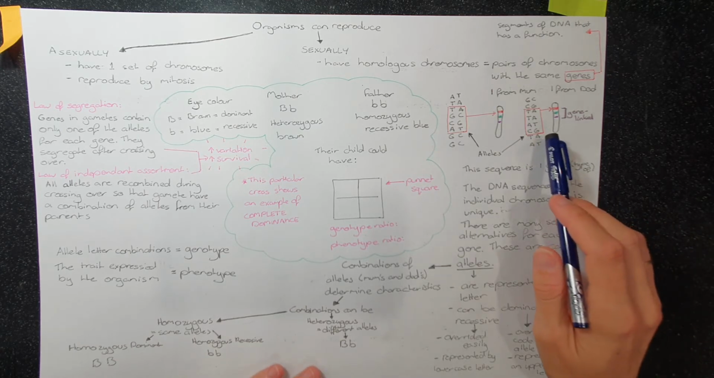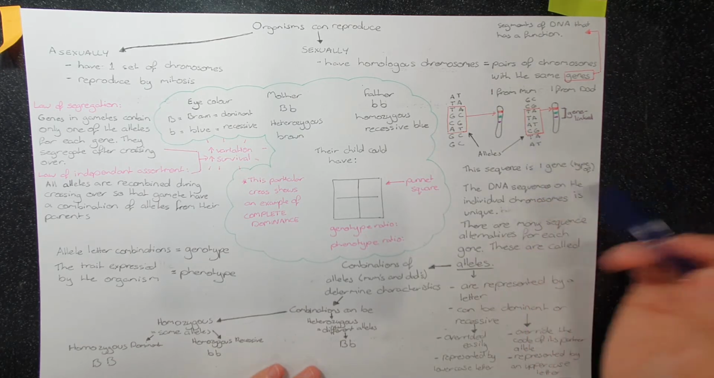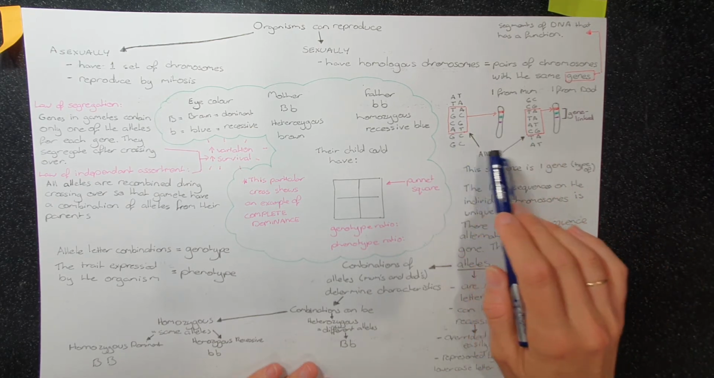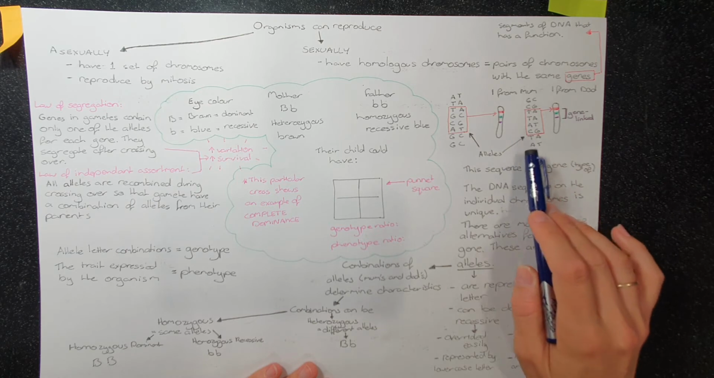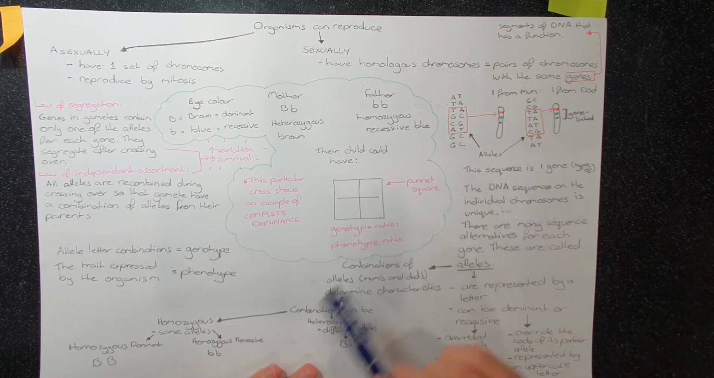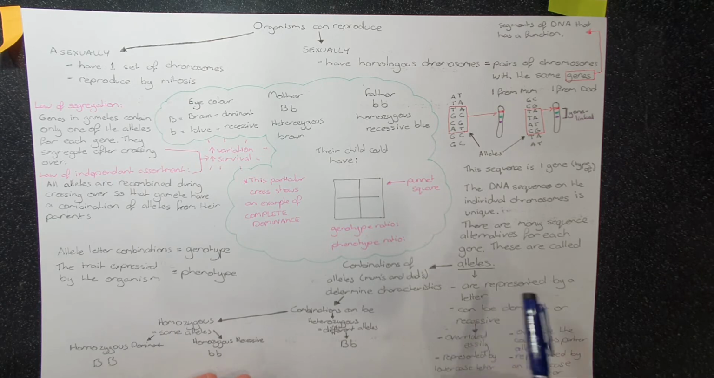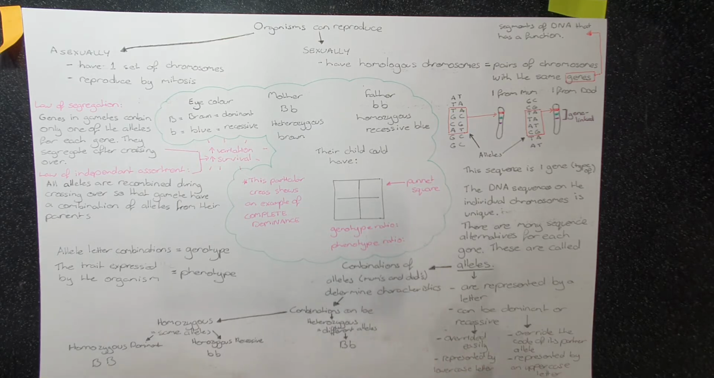If dad provided a brown allele, it would join with the blonde allele from mum, and we would have a dominant allele. So we would have an uppercase B and a lowercase b, and the offspring would have brown hair because brown would be dominant in this situation. So this is where we're going to start talking about those combinations. The combinations of alleles, mum's and dad's alleles, determine the characteristics that are shown. So combinations can be called a few different things.